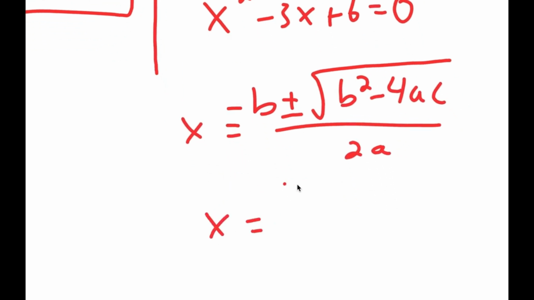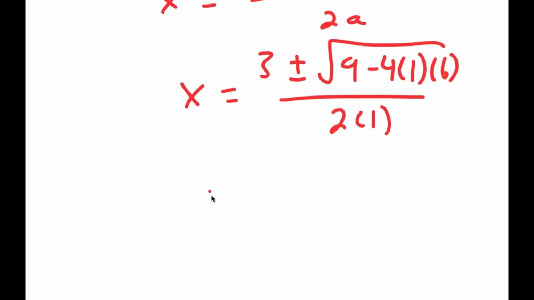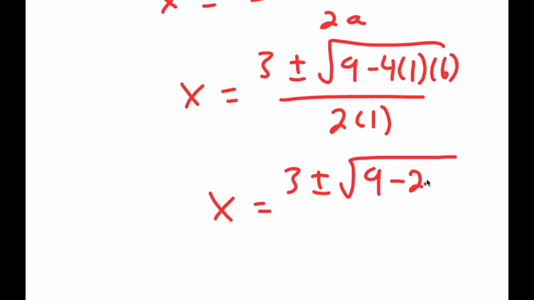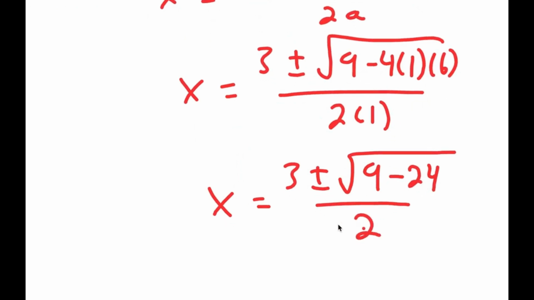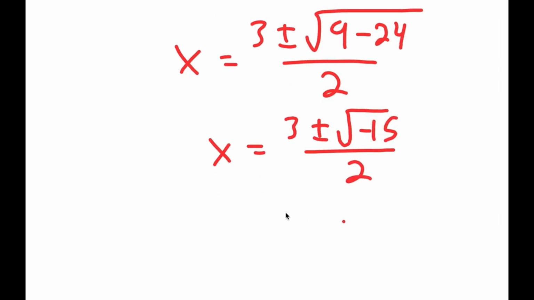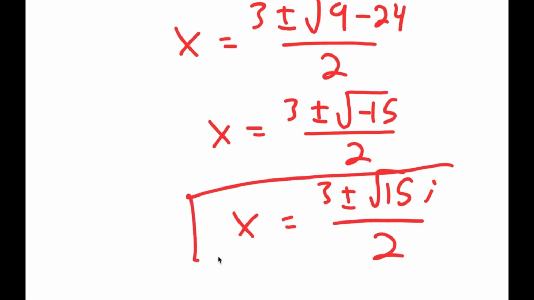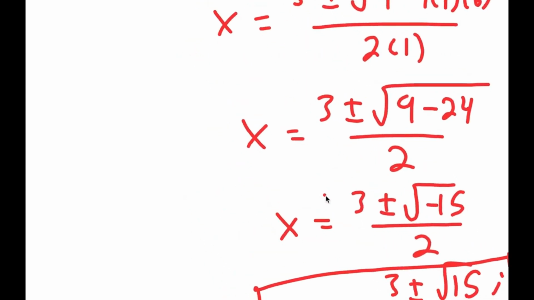So I get 3 plus or minus the square root of 9 minus 4 times 1 times 6 all over 2a, so 2 times 1, which is equal to 3 plus or minus the square root of 9 minus 24 over 2, which is equal to 3 plus or minus the square root of negative 15 over 2, which is equal to 3 plus or minus the square root of 15 i over 2. So these are two other solutions to my equation.